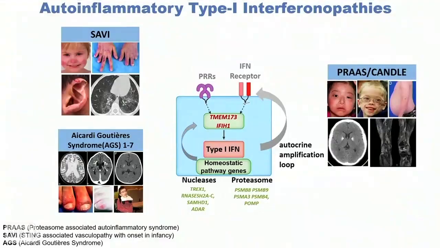I'm talking about autoinflammatory interferonopathies and diagnosis and treatment. I'll go through a similar schedule as before. In this session, you'll be hearing about 3 autoinflammatory type 1 interferonopathies. I'll be talking about SAVI and CANDLE PRAAS. And Dr. Vanderveer, who's after me, will talk about Aicardi-Goutières syndrome. All these conditions are caused by mutations in genes that regulate type 1 interferon.